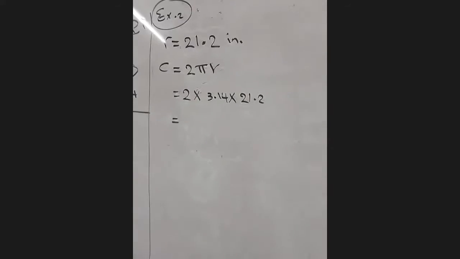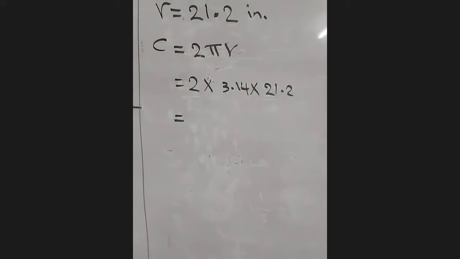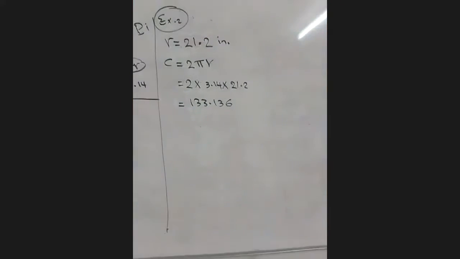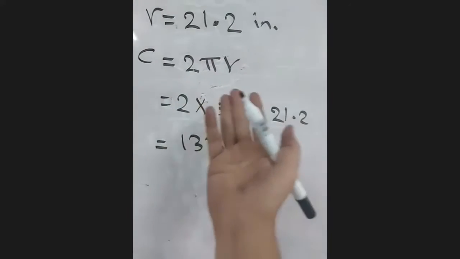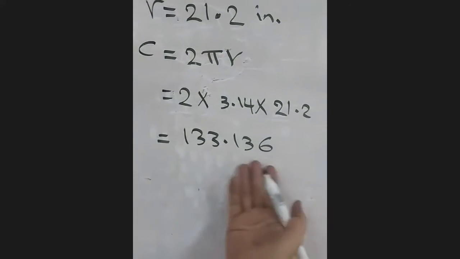I will multiply it using my calculator. Just give me a second. Okay. 2 multiplied by 3.14 multiplied by 21.2. The answer is 133.136. So if we multiply 3 numbers, guys, 2 times this number, this is the answer.